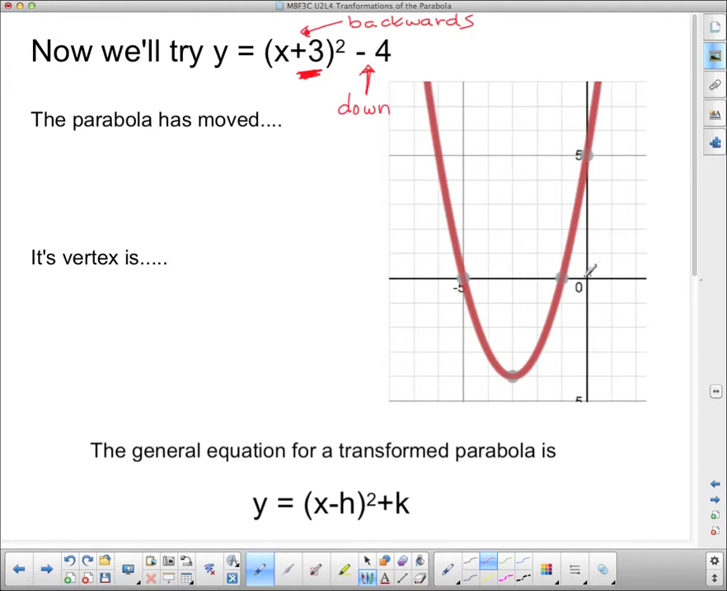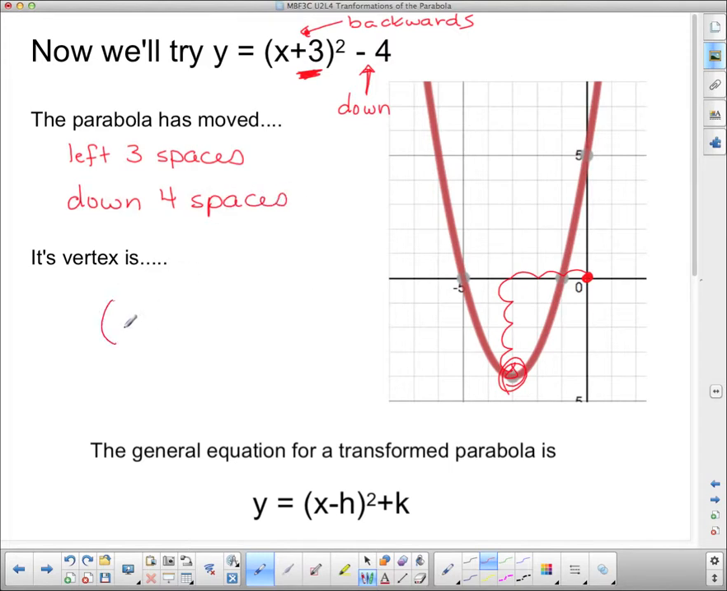So let's take a look. The original parabola used to have a vertex here, so according to this, it should go backwards 3 and down 4. So we're going to go backwards 1, 2, 3, and down 1, 2, 3, 4. And there we found it. There's our vertex. So the parabola has moved left 3 spaces and down 4 spaces.